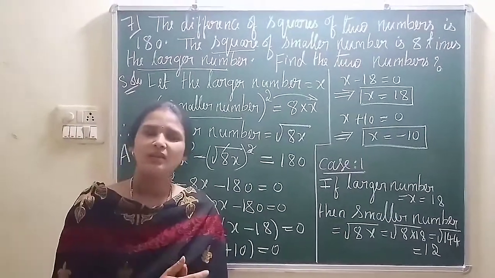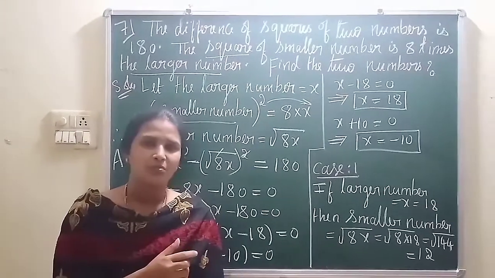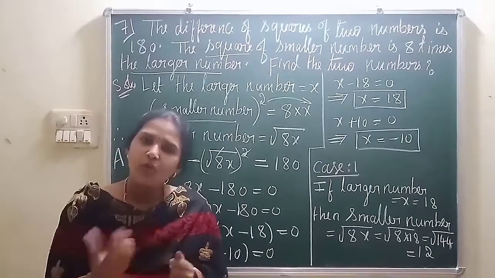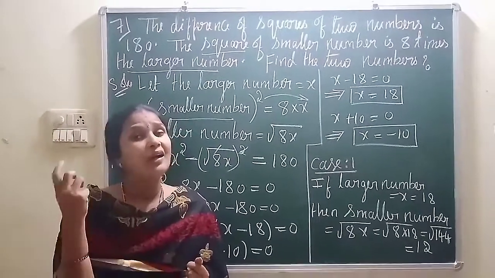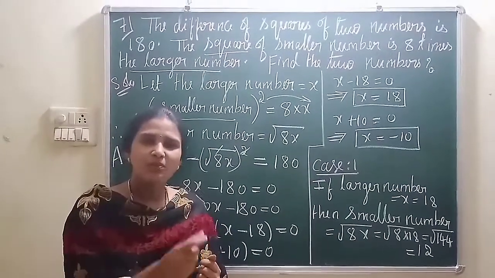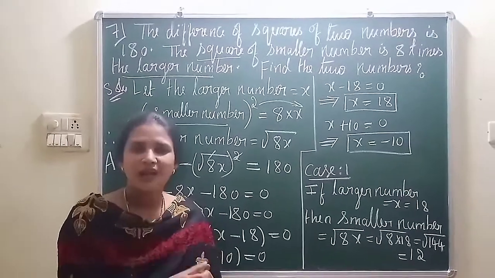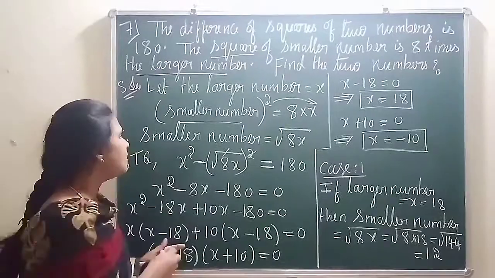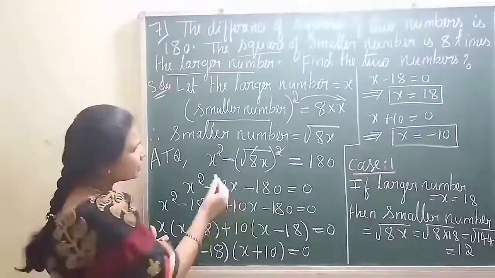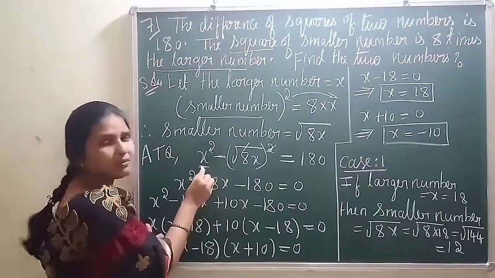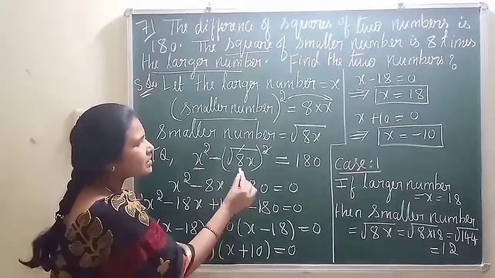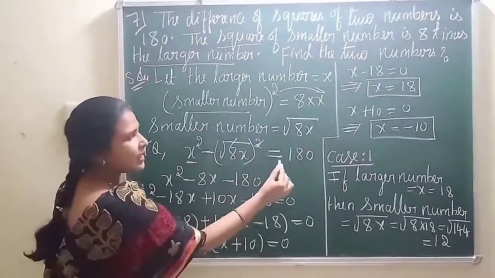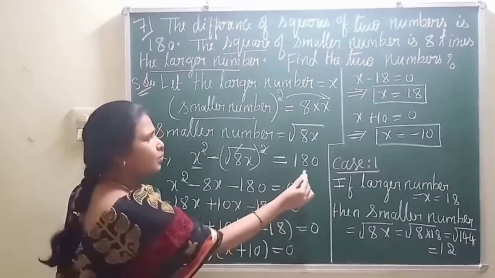Children, carefully listen here. Whenever we add any two numbers, you can take the larger number or the smaller number, however you want. But whenever they have a difference, always remember the first number should be the larger, because we subtract larger number minus smaller number. So according to that, the square of the larger number is x square, minus the square of the smaller number, that is root 8x whole square, equal to 180.